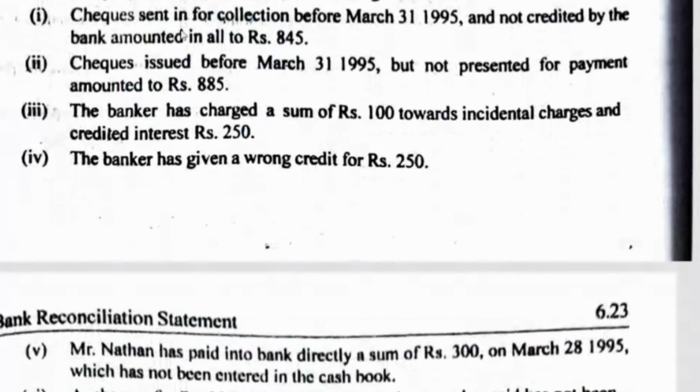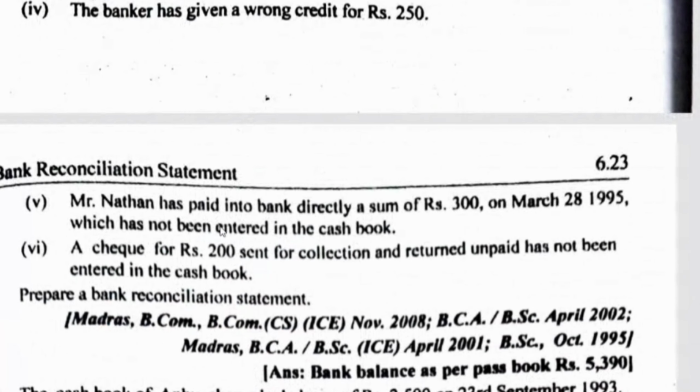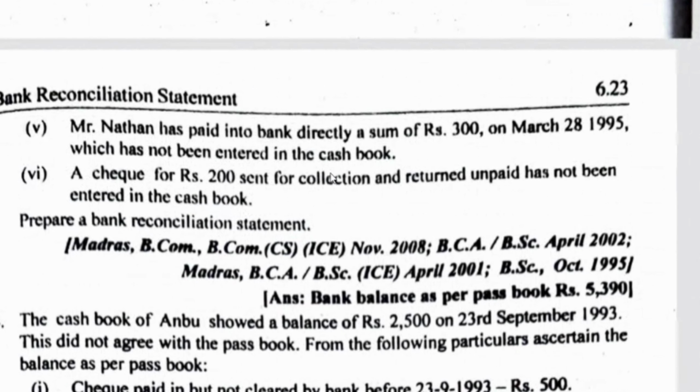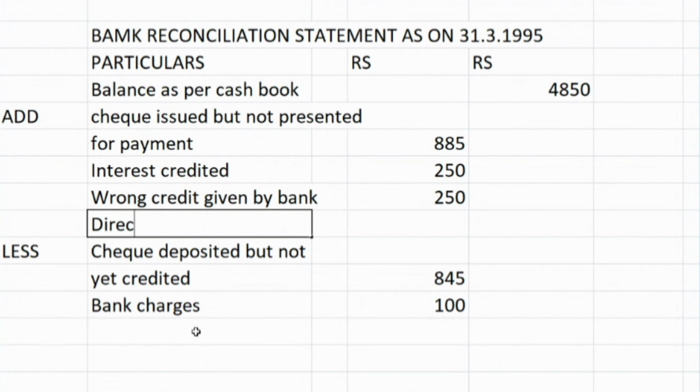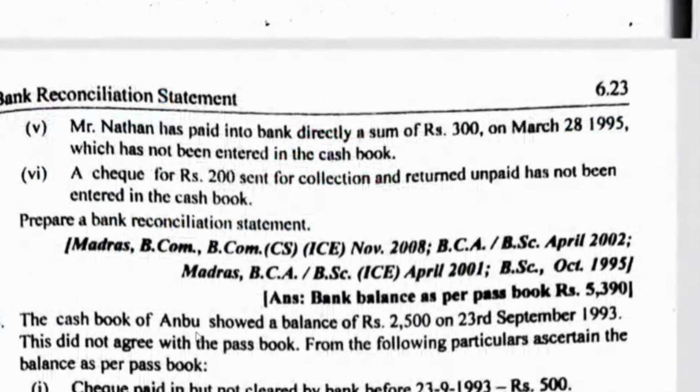Next, let's have a look at the next transaction, which is Mr. Nathan has paid into the bank directly a sum of 300 on March 28, 1995, which has not been recorded in the cash book. So a customer has directly deposited. A deposit means a receipt not recorded in the cash book, which results in a decrease in the value of the cash balance. So we are going to record this in the add category of the bank reconciliation statement and put the amount in the inner column.